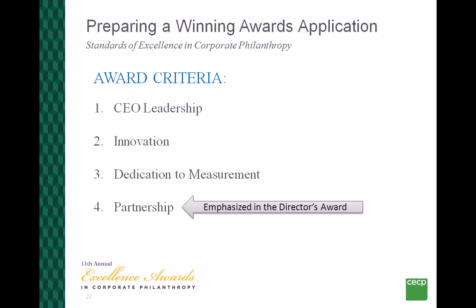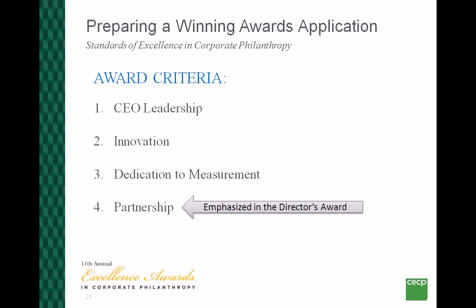After you've described your program and program strategy, there are really just 5 more questions remaining for you. One is going to be about CEO leadership. One is going to be about innovation. One is going to be about your dedication to measurement of your program. And one is going to be about partnership.